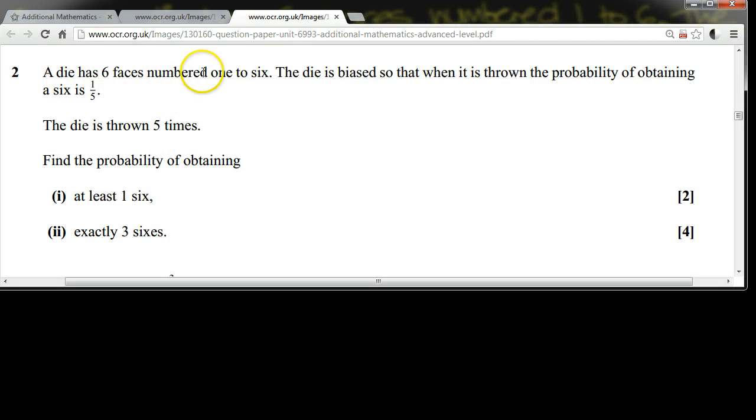A die has 6 faces numbered 1 to 6. The die is biased so that when it is thrown, the probability of obtaining a 6 is 1/5. The die is thrown 5 times. Find the probability of obtaining at least 1 6. Exactly 3 6s.